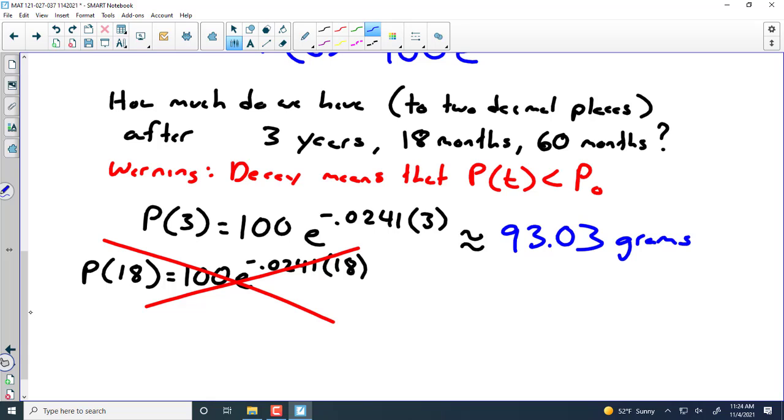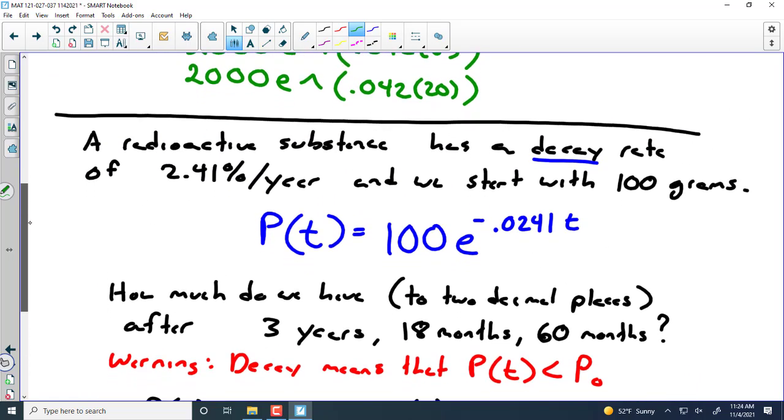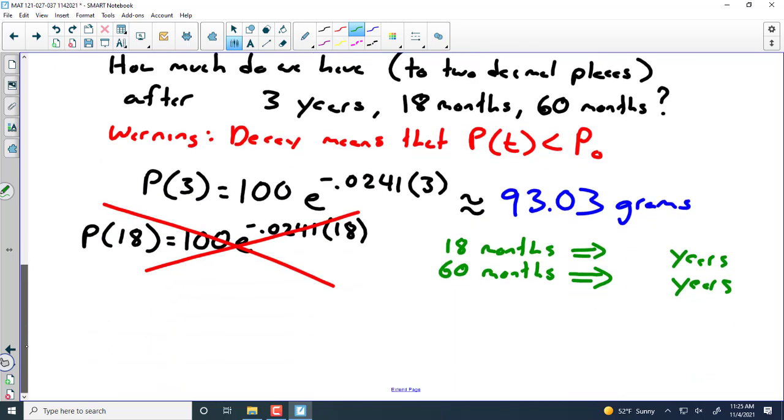That's 18 months. So what happens, everyone, is both 18 months and 60 months must be converted into what? Years. Years before we can plug them in there. This problem is designed for years. Why do I know it's designed for years? Because it says right up here, my decay rate is 2.41% per year. So that tells me that I need to convert these to years.